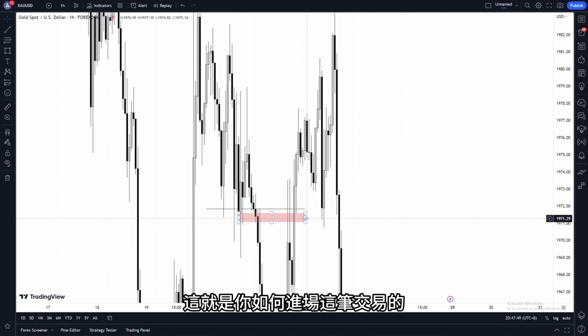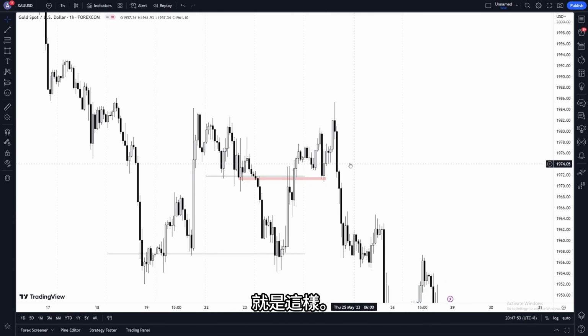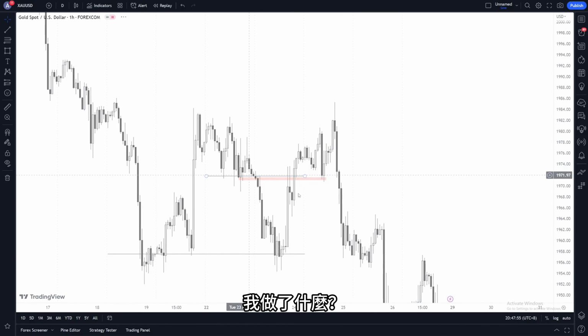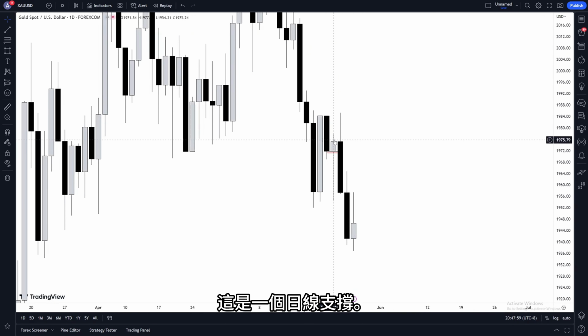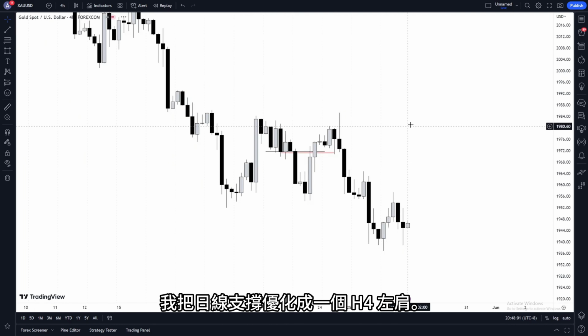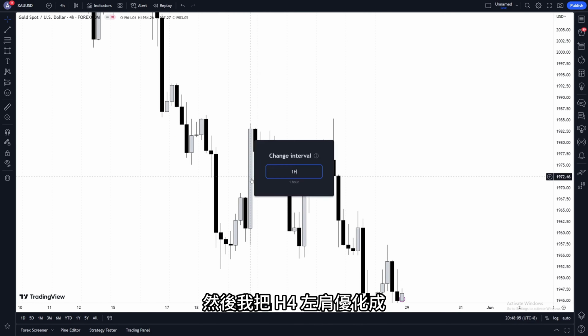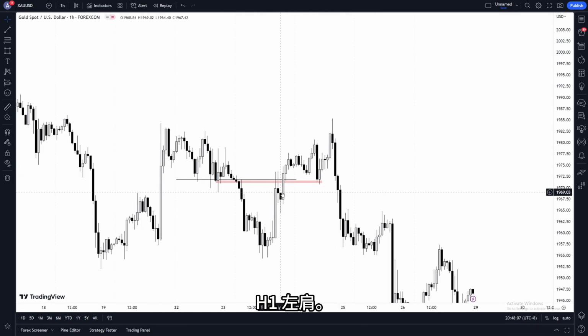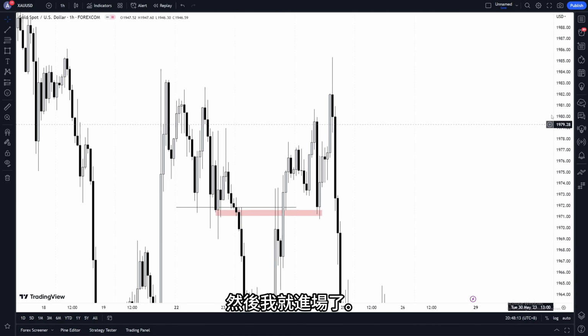And that is simply how you would have entered the trade. This is it. Why? What is this? What have I done? What is the magic here? What have I done here? Guys, it's really simple. This is a daily support. I have refined the daily support into a H4 left shoulder. I have then refined the H4 left shoulder into the H1 left shoulder, and it just so coincidentally happened to be right there anyway, correct? And then I took the trade.